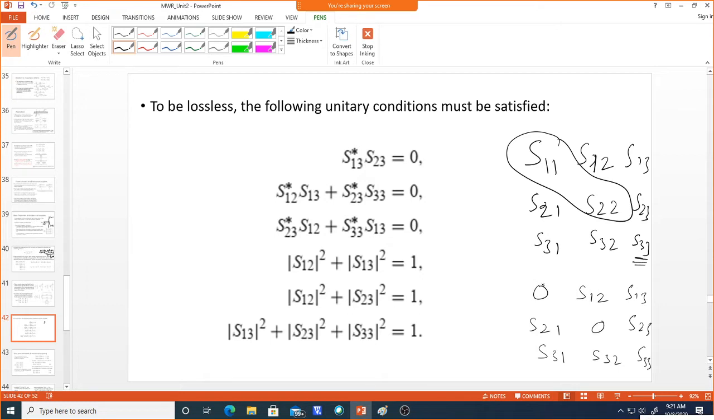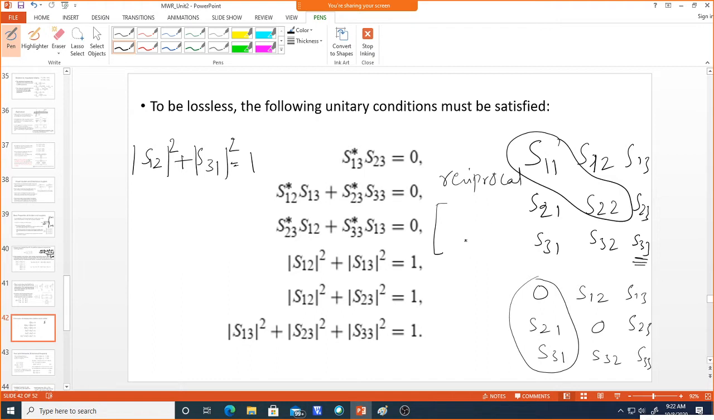So now if I want to get the unitary property, just multiply the same column with the same column. What will you get? You will get S21 square, that is S21 into S21, plus S31 square, which will be equal to 1. So that you will get the equation. Since we have the reciprocal, we can write S31 as S13 and S23 as S32. So we can write it that way, since the network is reciprocal. Okay, so what can we write?